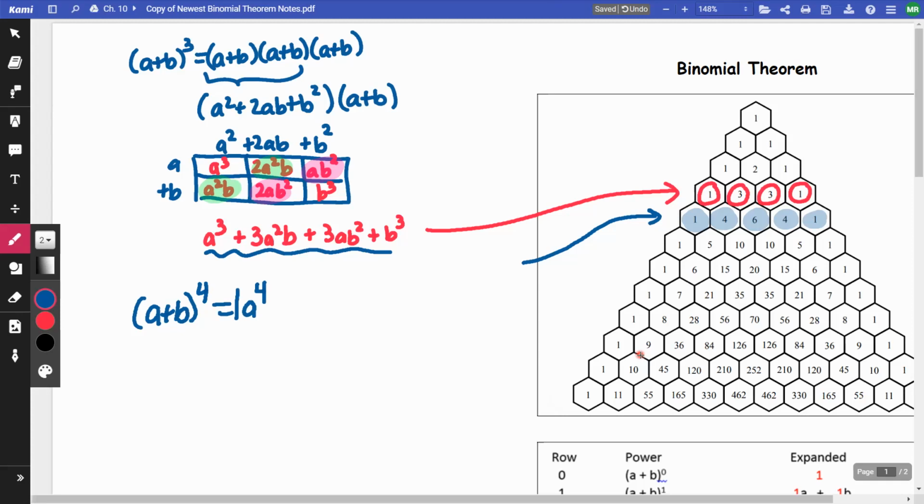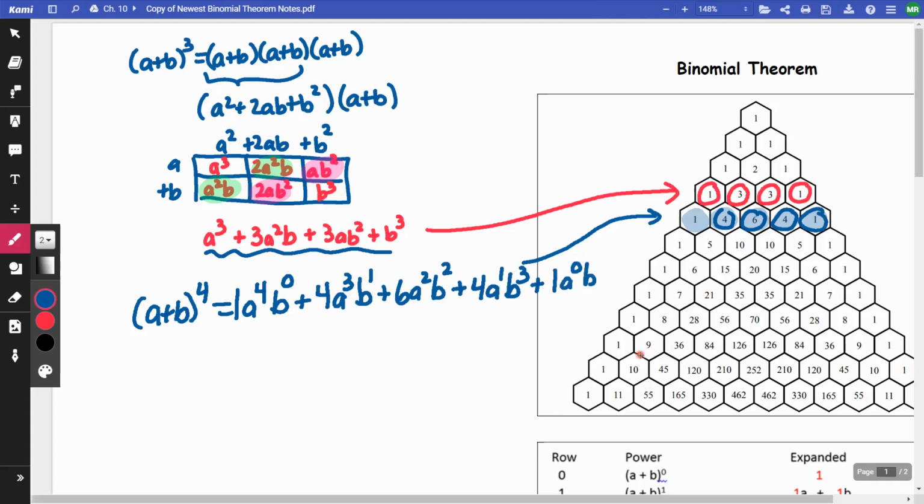And what happens is it's a to the fourth and then b to the 0, where your a's are going to go down and your b's are going to go up. Plus, and then we're going to use the 4. So this is going to be 4a to the third, b to the first, plus, so now I'm going to use the 6a squared b squared, then my 4, so 4a to the first, b to the third, and then my 1, so 1a to the 0, b to the fourth.